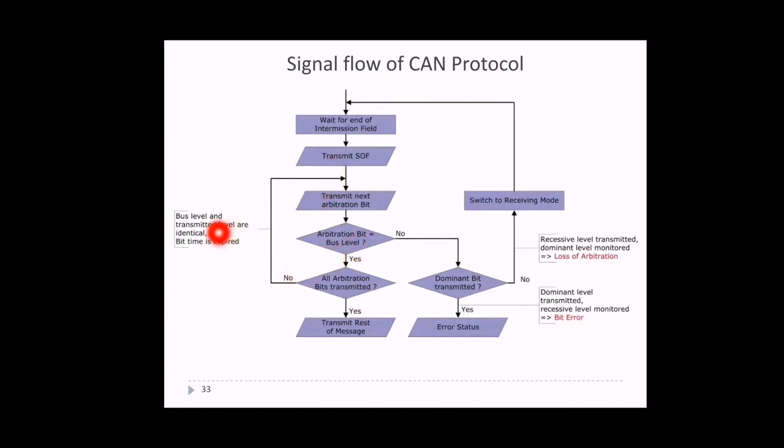Why will it go to this? The bus level and transmit levels are identical, the bit time has expired, so it takes more time to transmit, hence it will retry. So here is one retry, and here if it is no, it will go to dominant. It will compare whether its dominant bit is transmitted or not. If yes, then it's an error status. If no, then again it will go to the next one.